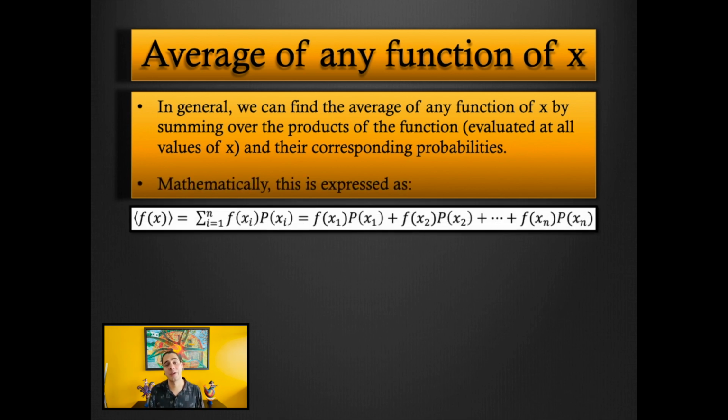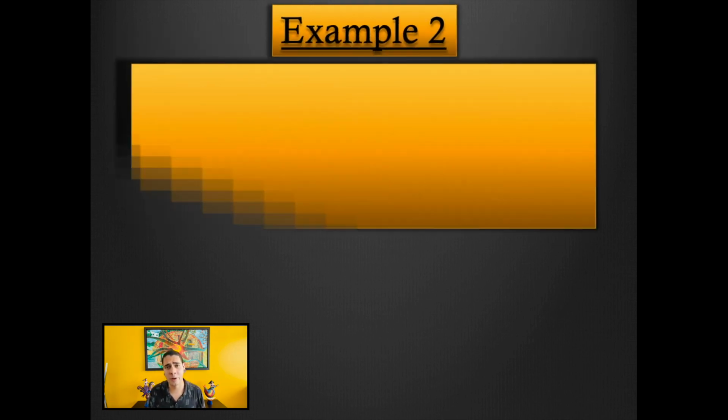Mathematically speaking, we can express this as a summation over all the ith indices of f of x sub i times p of x sub i, which is equal to f of x sub 1 times p of x sub 1 plus f of x sub 2 times p of x sub 2, all the way up to f of x sub n times p of x sub n, where n is the total number of values that x is allowed to equal. So in this example, they're saying let x be a discrete random variable.